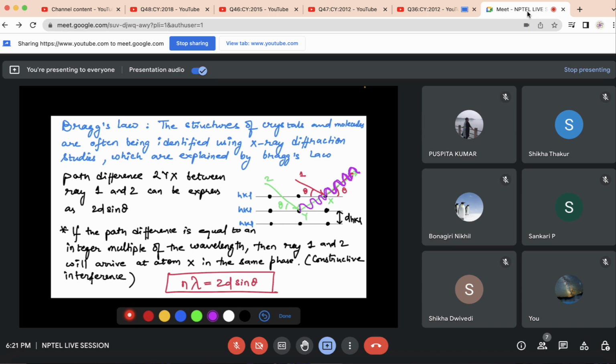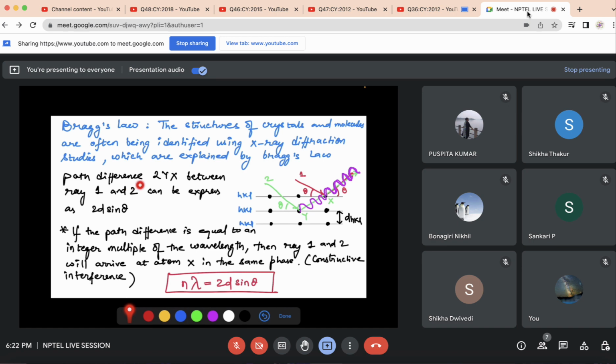Okay. But in the case where this reflection of ray 2 is not following any condition of constructive interference, however, it is following the condition of destructive interference, let's say, then the output will have no peaks, and hence we do not detect any Bragg's peak there. But what is the actual condition for constructive interference? That is what Bragg's law is.